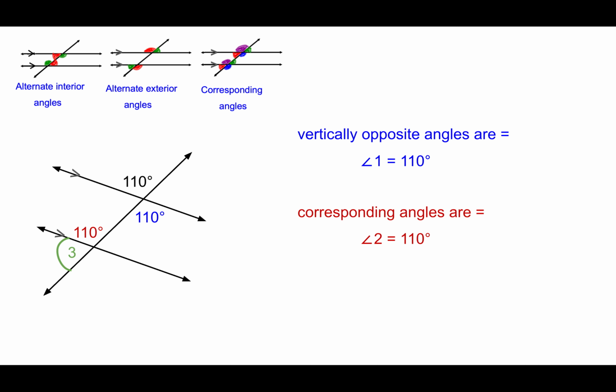And lastly, we have angle 3. Angle 3 and angle 110 make a straight line, which is 180 degrees. We say they're supplementary. So 110 degrees subtracted from 180 degrees will give us angle 3. So angle 3 is 70 degrees.